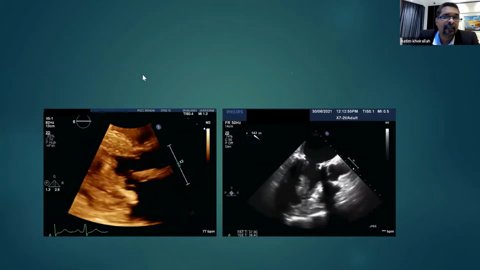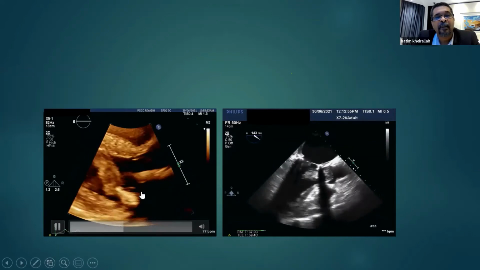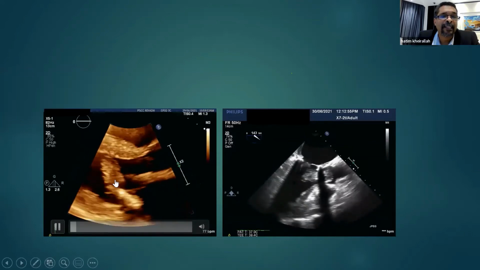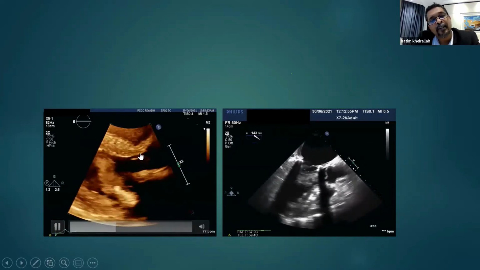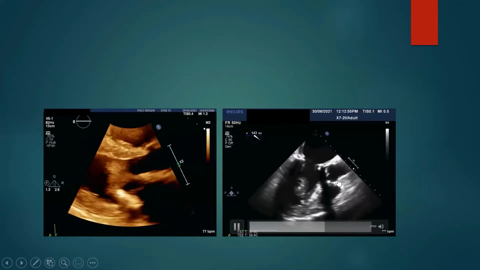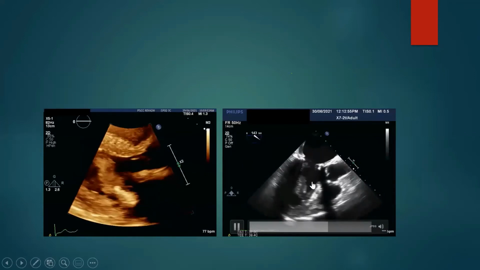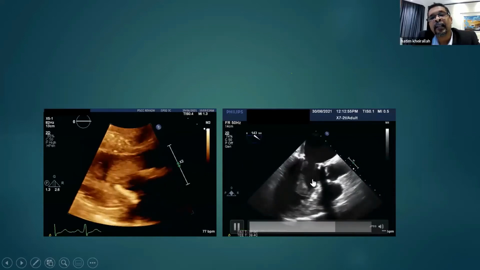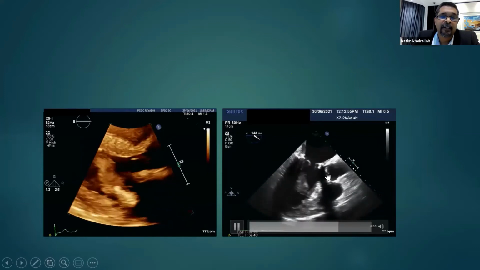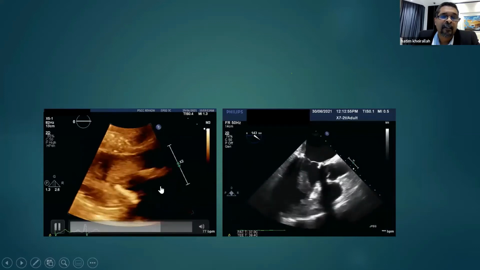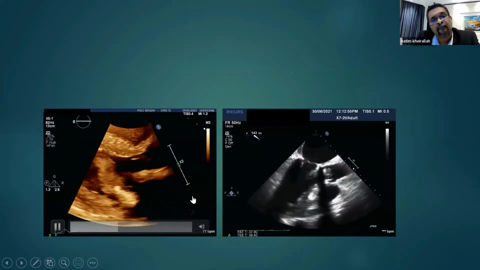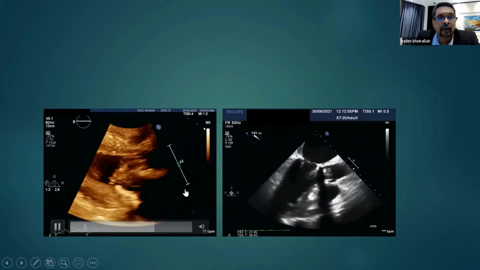So the mass had a recurrence, but this time it is below the newly implanted valve, and worse, it is obstructing the LVOT completely. You see the TEE here? You see that the mass is completely blocking the outflow. You see it here? Yes. So that was a recurrence of a sarcoma.